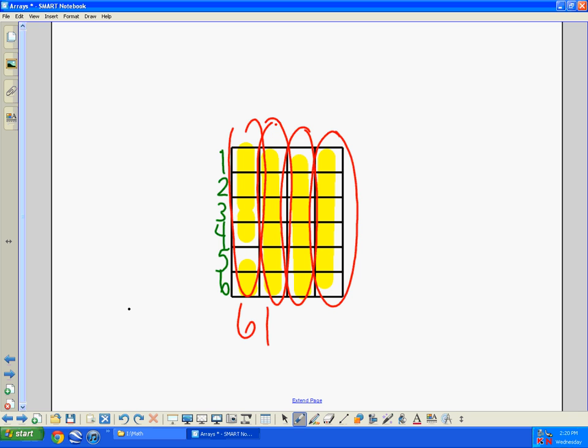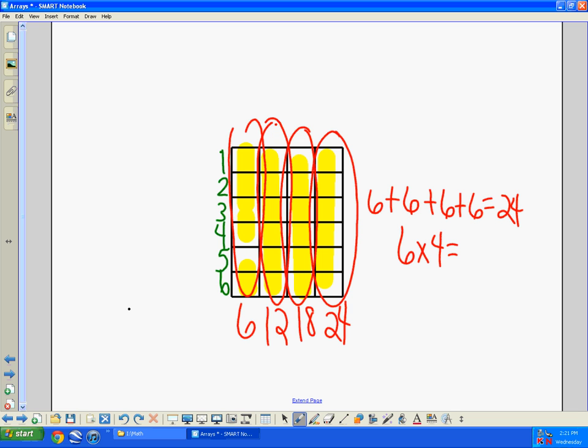6, 12, 18, 24. We could say 6 plus 6 plus 6 plus 6 equals 24. Or we could say 6 times 4 equals 24. 6 and 4 are factors of the product 24.